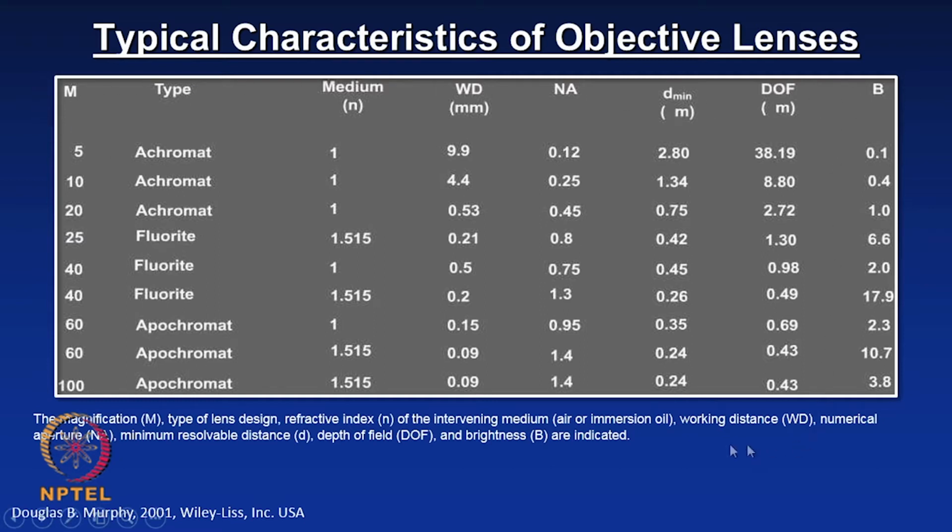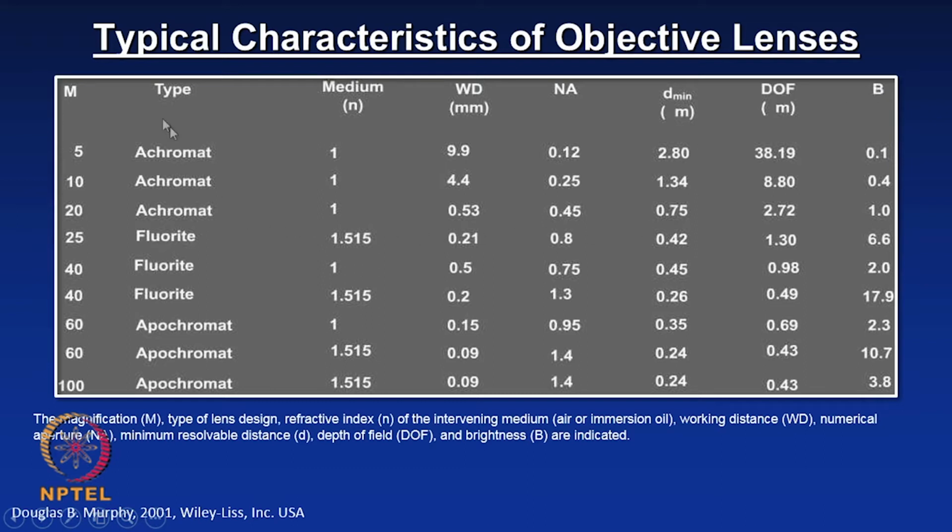Look at this table carefully. As I mentioned, depending upon the degree of corrections, they are being classified, and you see that M is the magnification, and this is the type of objective, and you have the medium, and this is the working distance. WD is the working distance in millimeters. This is the numerical aperture. D minimum is the minimum resolvable distance. This is the depth of focus in meters, and B stands for brightness.